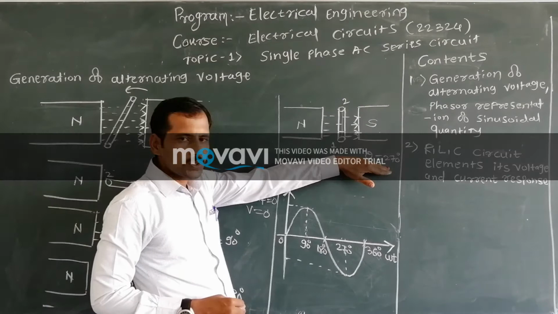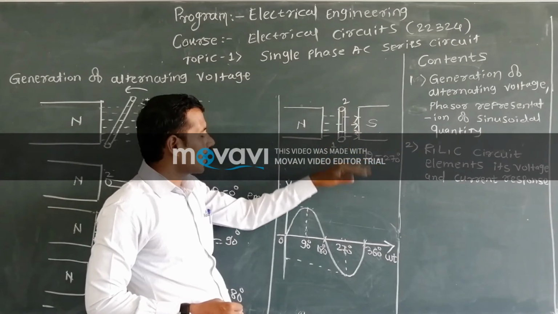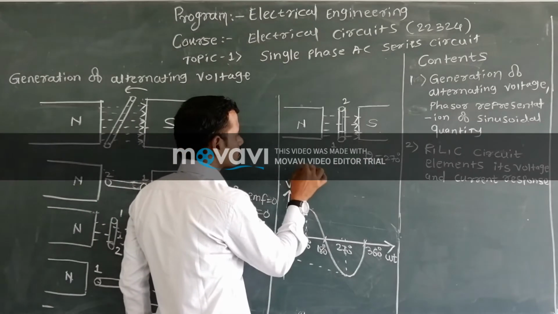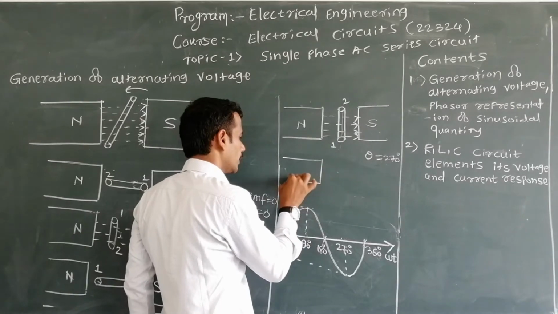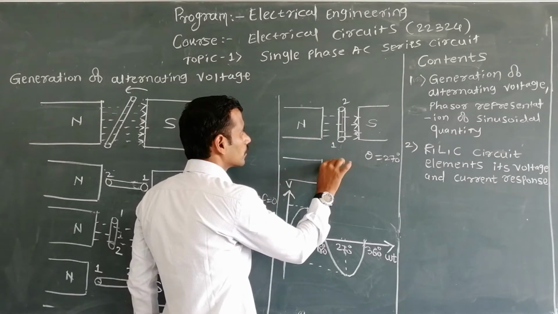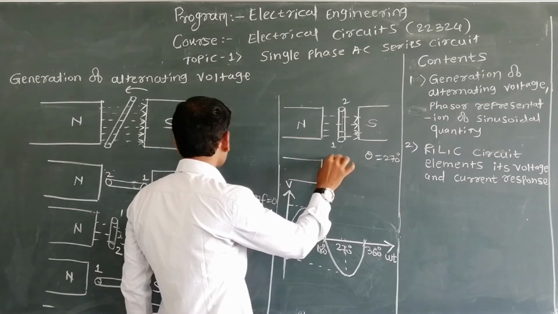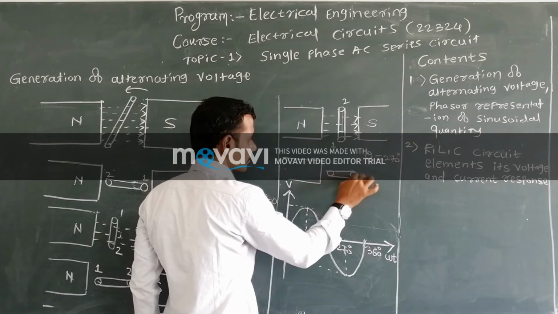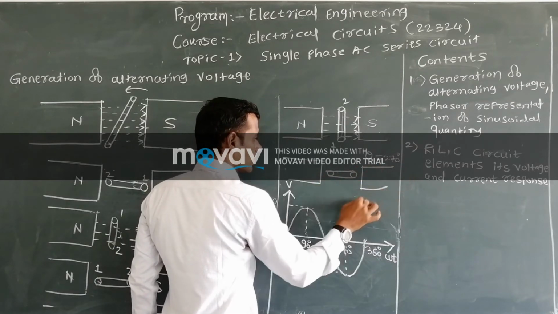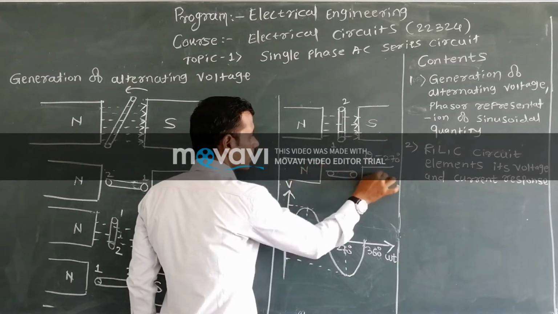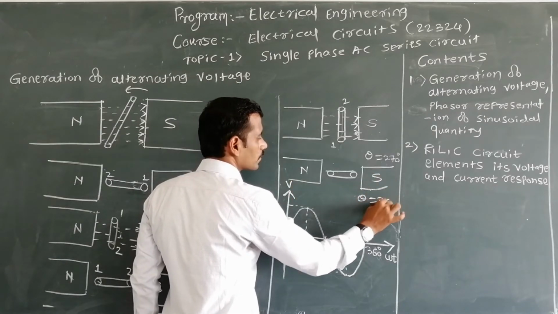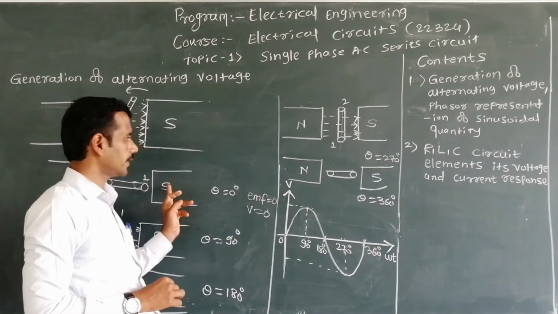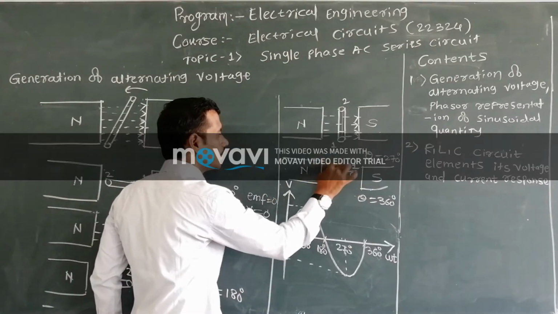Again flux cutting increases, so EMF will increase and it will become maximum at 270 degree, that is theta equal to 270 degree. Again at the last position after 270 degree, theta equal to last position, that is 0 position, theta equal to 360 degree. That is first position, 0 position. First position and last position both are same, that is here 1 and here 2.